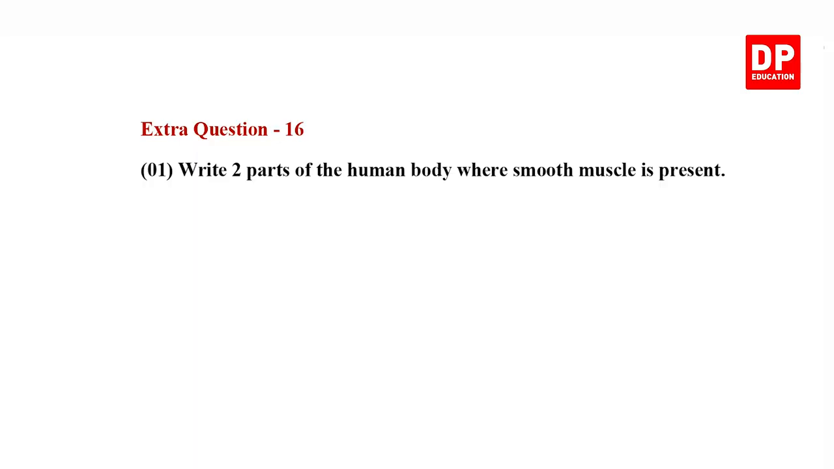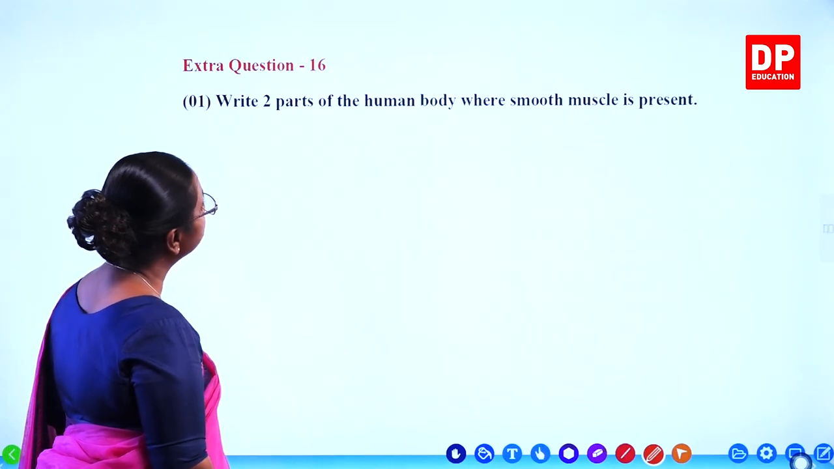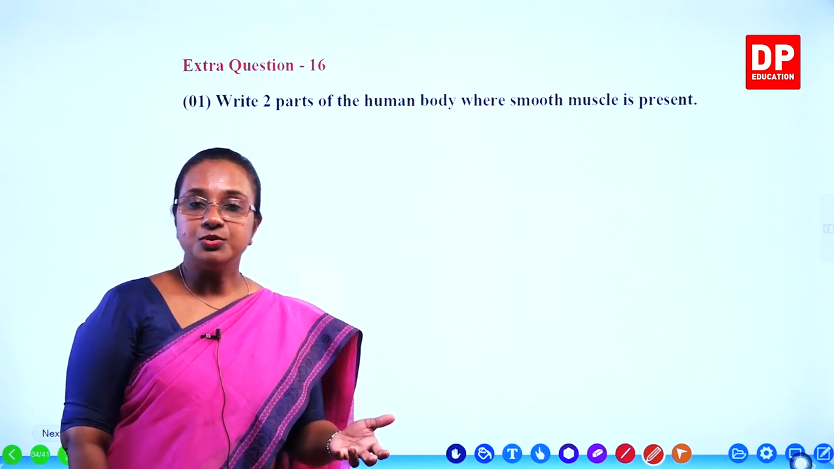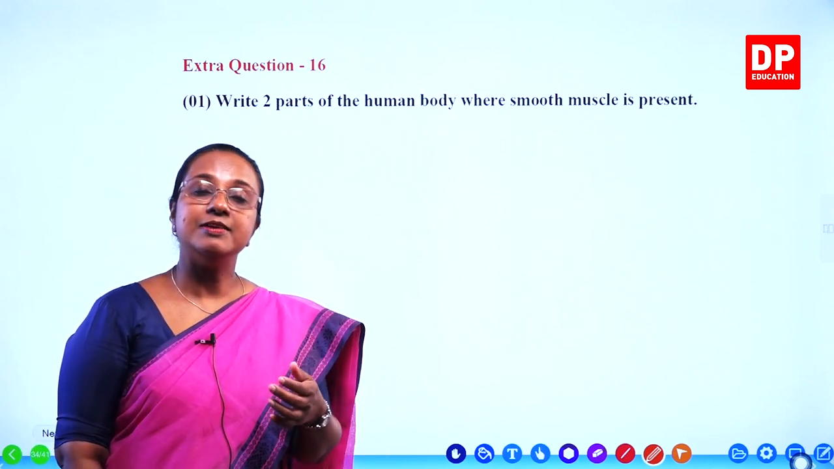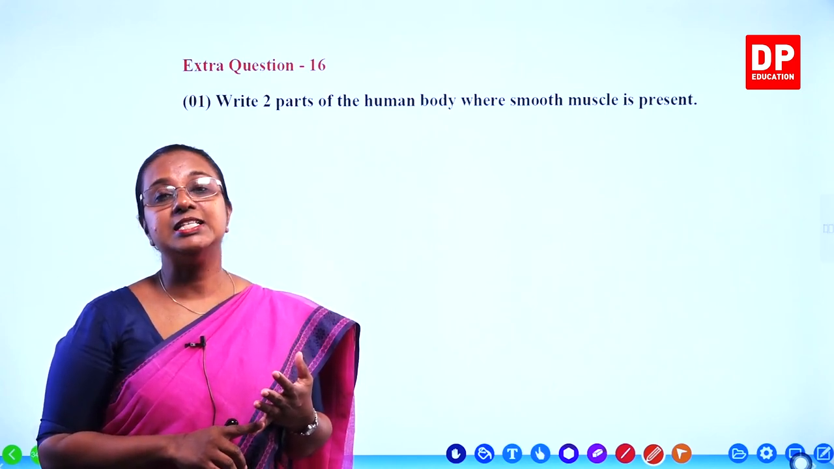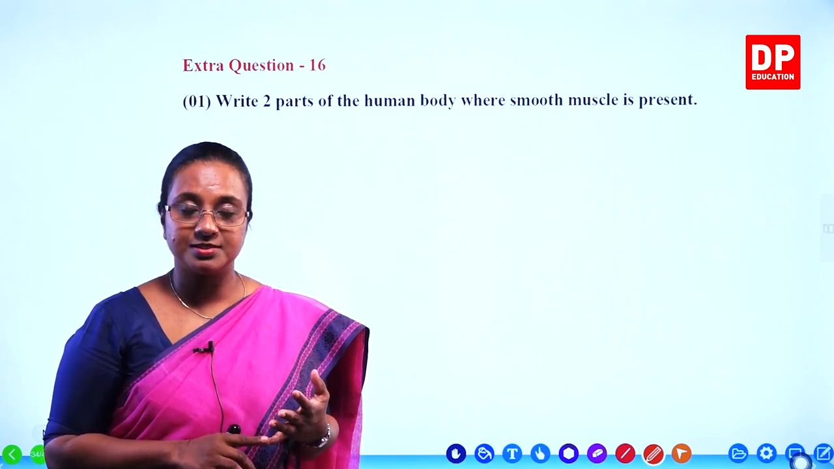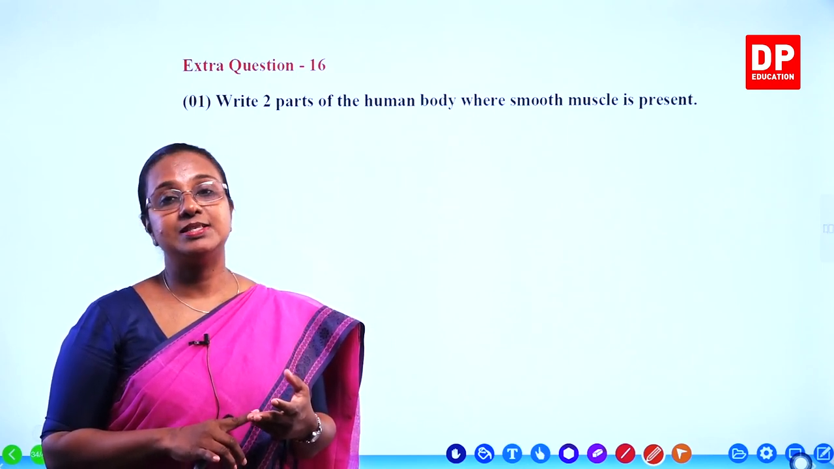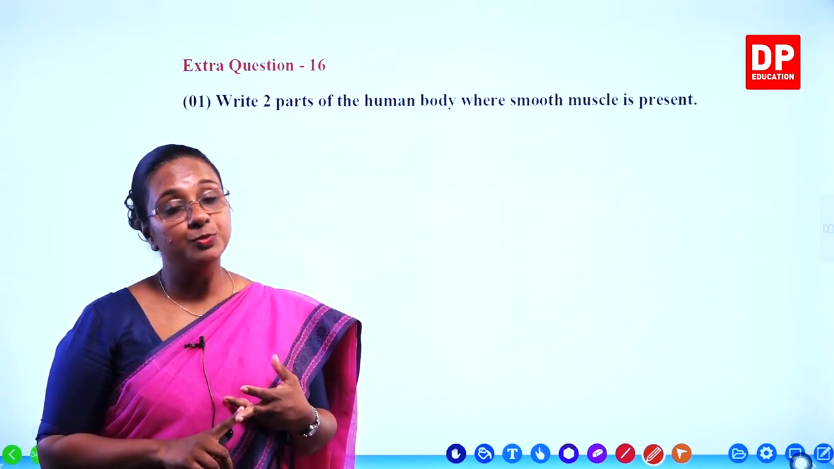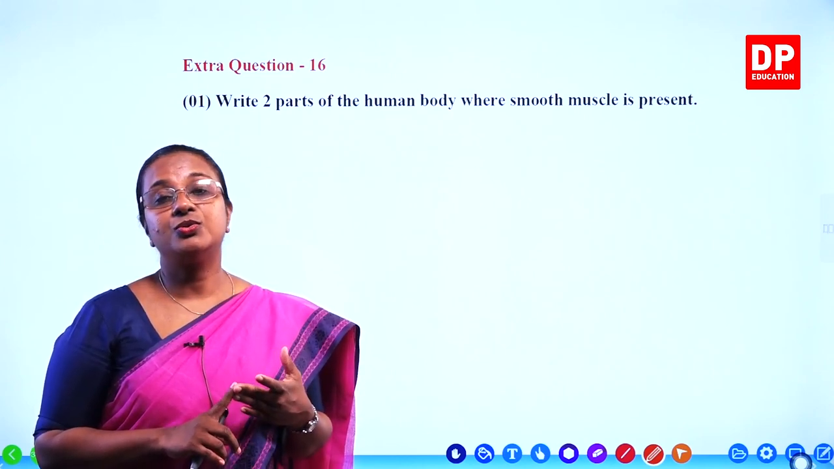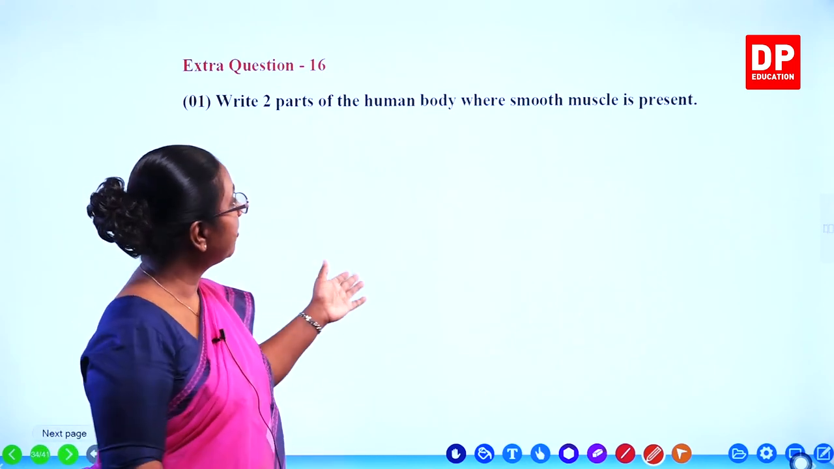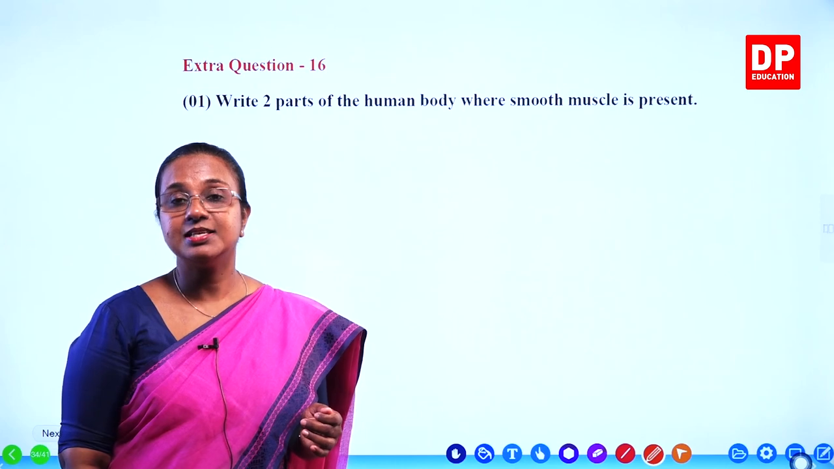Extra question 16. Write two parts of the human body where smooth muscle is present. You all know smooth muscle is present in different parts of the human body. The walls of the digestive tract have smooth muscles. Wall of blood vessels has smooth muscles. Then the uterus has smooth muscles. And also the urinary bladder has smooth muscles. You can write any two answers here.